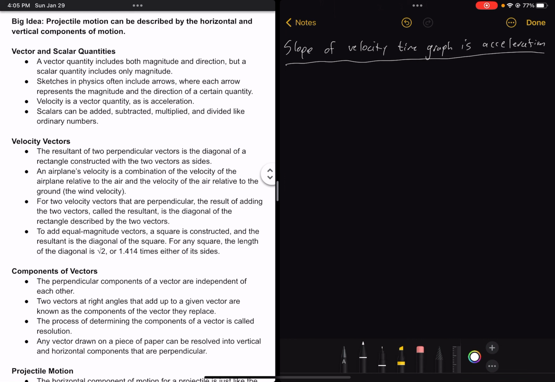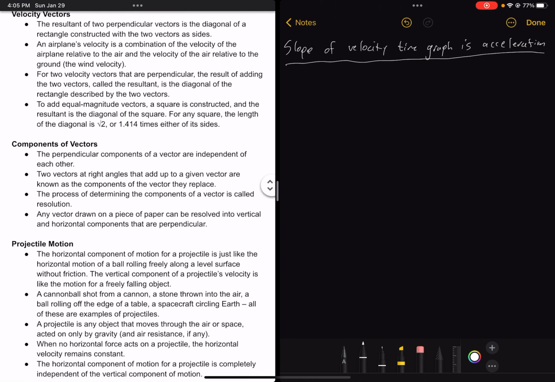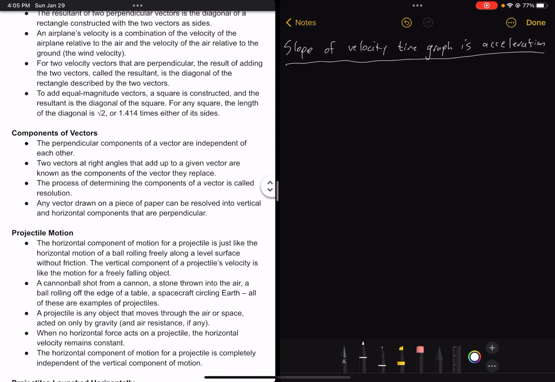Okay, so projectile motion. We talked about vectors and scalars. Something else to note: the perpendicular components of a vector are independent. The reason that's important is because in projectile motion, the horizontal velocity actually isn't affected by gravity. So say I have some object, right? Let's look at projectile motion.